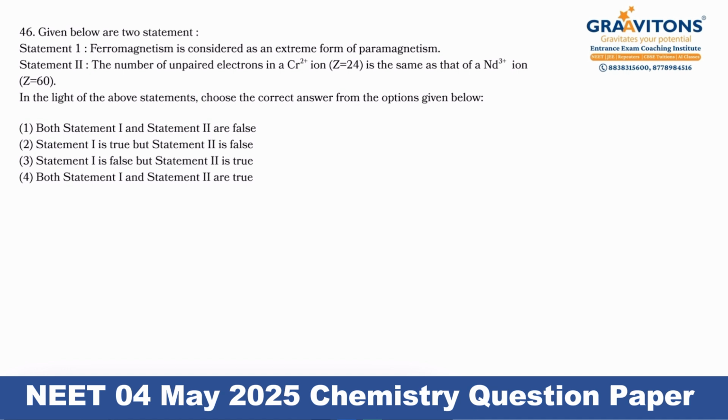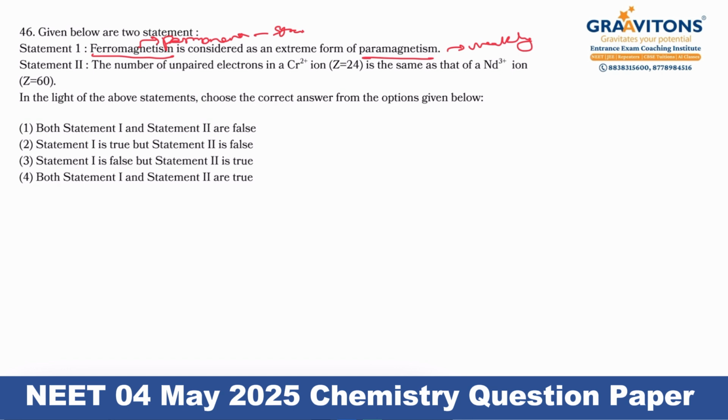Here, ferromagnetism is said to be permanent magnetism, whereas paramagnetism is not permanent magnetism. Both have unpaired electrons, and ferromagnetic substances have a strong attraction in a magnetic field, but paramagnetic substances are weakly attracted in the magnetic field. So the given statement, ferromagnetism is considered as an extreme form of paramagnetism, is correct.